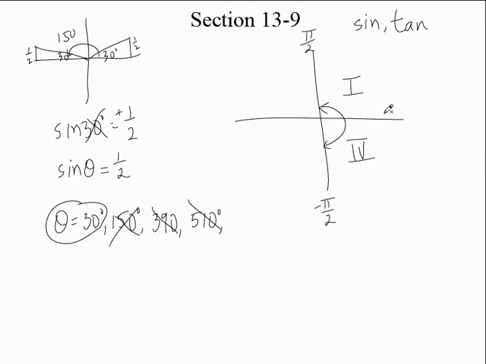Wouldn't that be for the cosine? No, I'll show you why. I'll show you in a second, okay? So that's for the sine and the tangent, all right? So it's between negative pi over 2 and, in this direction, pi over 2.